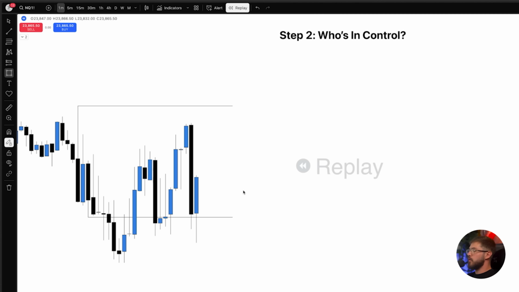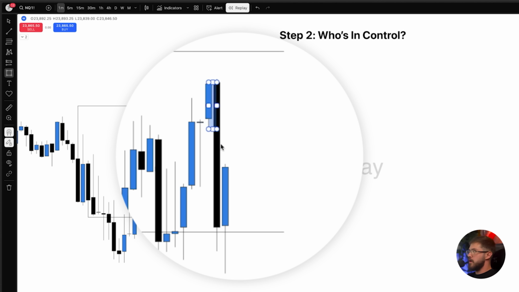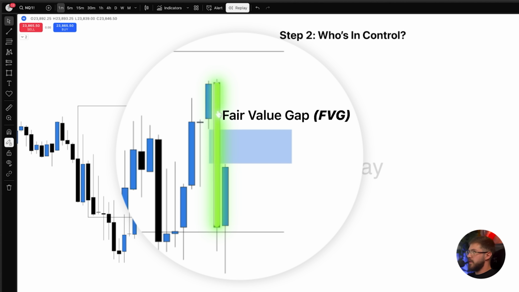In order to do that, we're going to use a very simple 3-candle pattern. Some of you may already know what this is. It's called a fair value gap. All a fair value gap is, is when we have a big expansive candle that leaves gaps between the candle before it and the candle after it, like you see here shaded with this blue box.